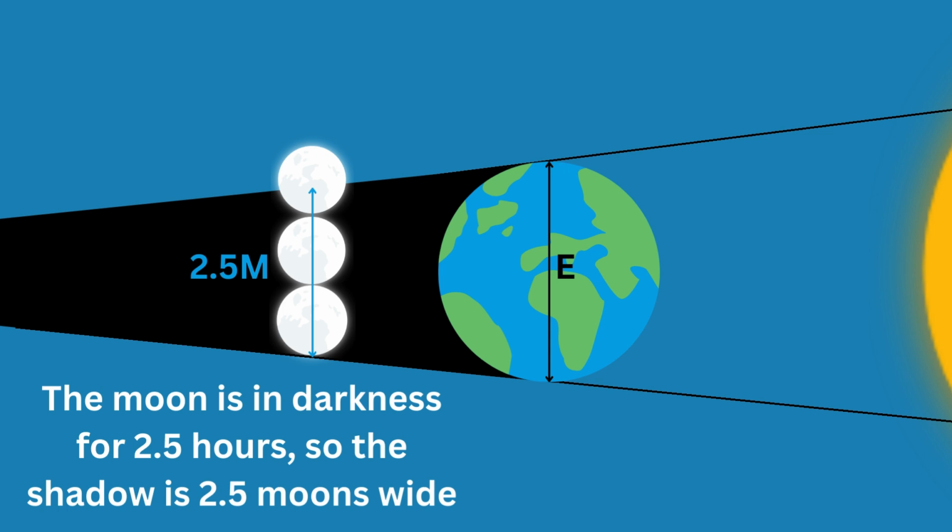Now we can look at the sky and measure it in real life. What we need to do is measure how many moons fit across the Earth's shadow. The moon moves the same distance as its width, roughly every hour. So if we measure how many hours the moon is in total darkness during a lunar eclipse, this is how many moons will fill it. If you take the measurement like Aristarchus did, you will see that the moon is in darkness for roughly 2.5 hours. Therefore, the shadow of the Earth is 2.5 moons wide.